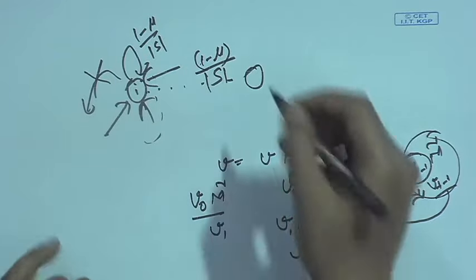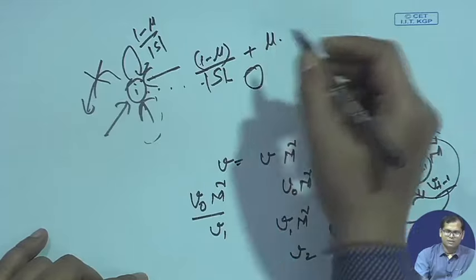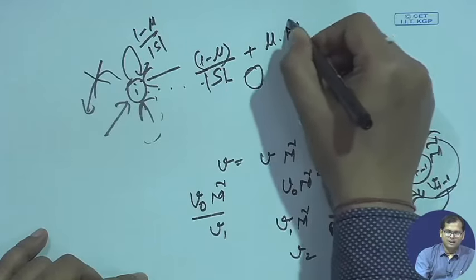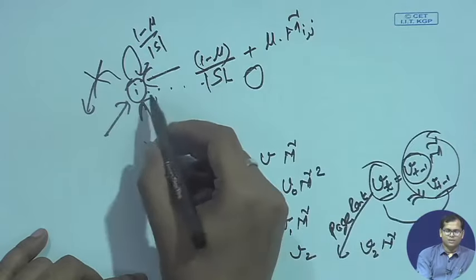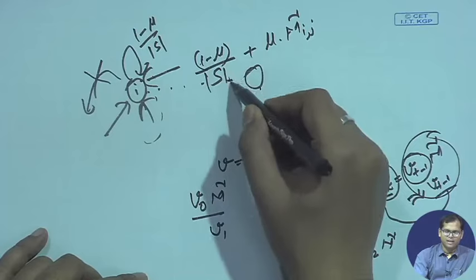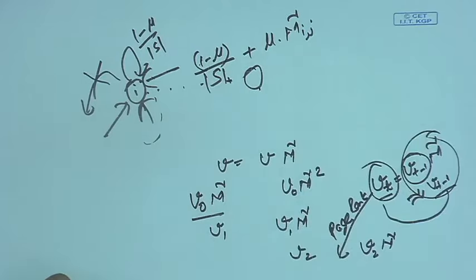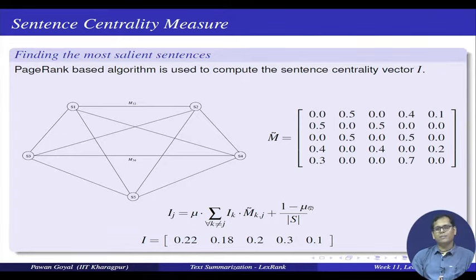And to balance the probabilities, you multiply mu plus the actual probability m tilde ij. Okay, suppose this was m tilde ij initially. Now the probability becomes 1 minus mu divided by s plus mu m tilde ij, and you will see that now the probabilities will still add to 1. And that's the only thing that you are seeing here. So ij is mu times this plus 1 minus mu divided by length of the sentence.